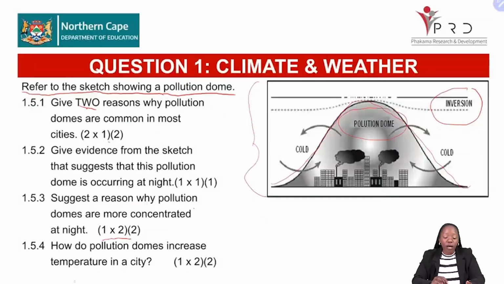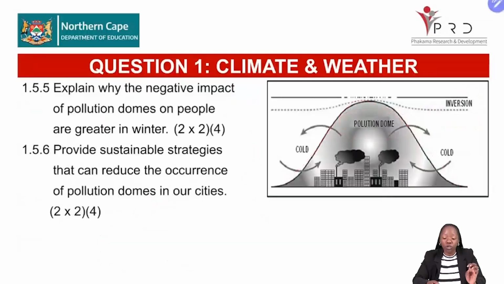Then number 4: how do pollution domes increase temperature in a state? So it all lies in understanding what a pollution dome is. Then the next questions are 1.5.5 and 1.5.6. Your 1.5.5 says: explain why the negative impact of pollution domes on people is greater in winter.